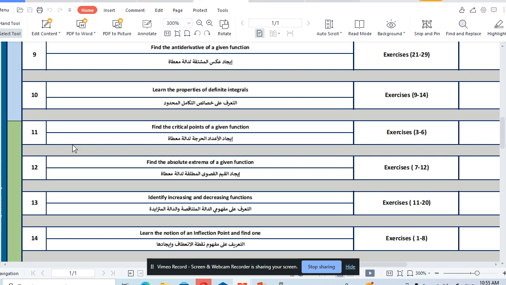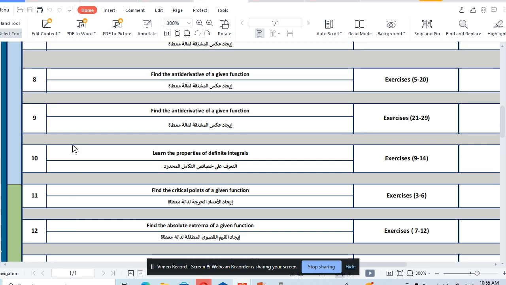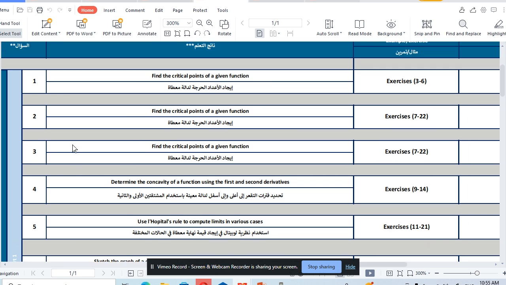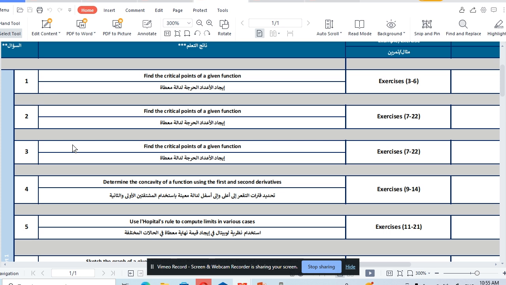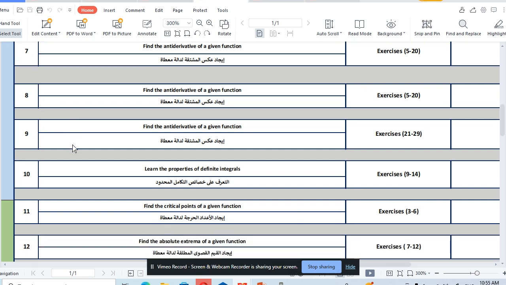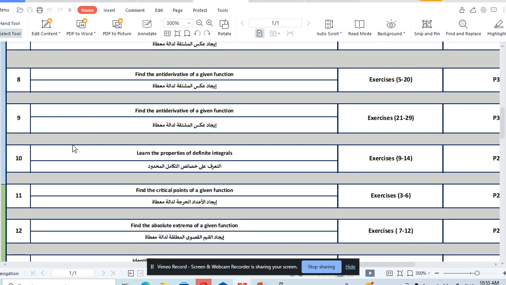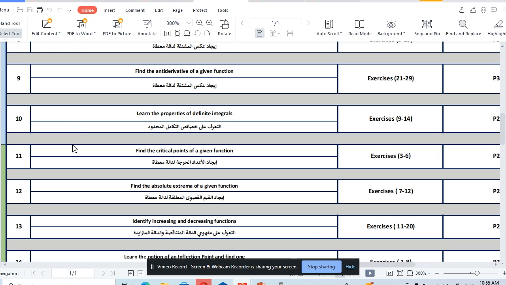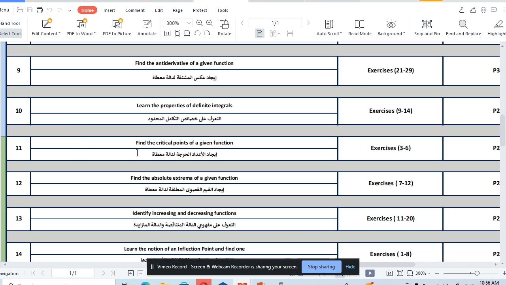Okay, so that's it. In here, find the critical numbers. Questions 7 to 22, we already solved these questions. So moving directly to part 13, which is identifying increasing and decreasing intervals in the given function. These exercises will be from 11 to 20, page 267. So let's start with that.